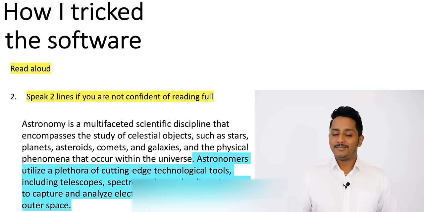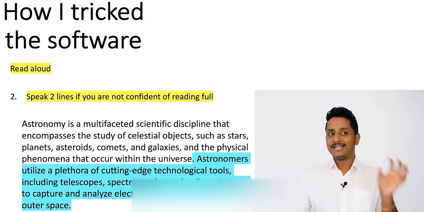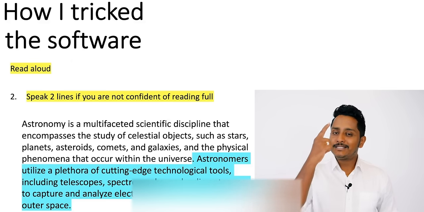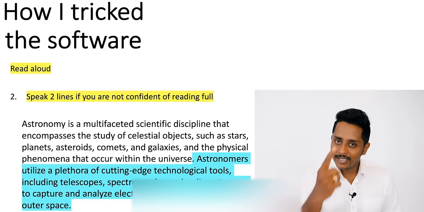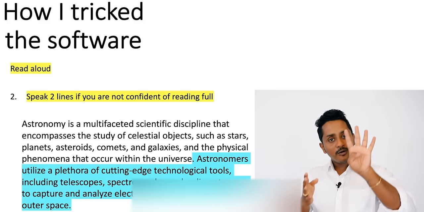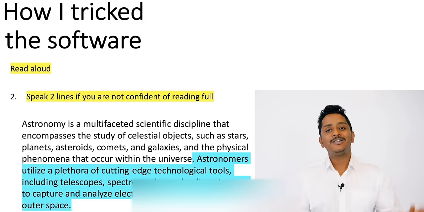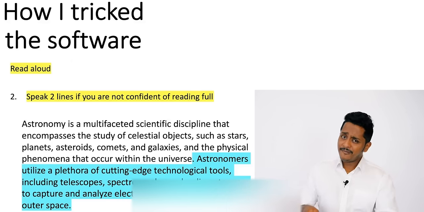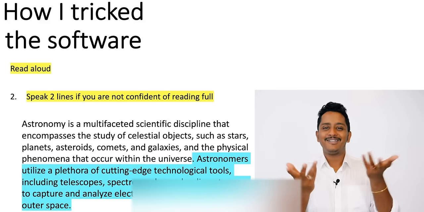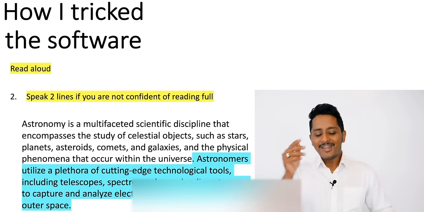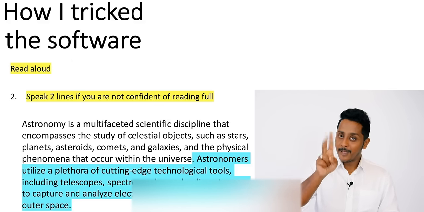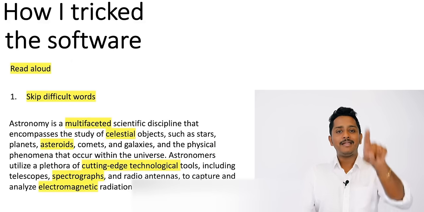So my idea is very simple. Combining the previous technique, skipping words, you can resort to reading 2 lines instead of 1. One line you read, let's say 10 words, out of which 4 words are difficult and you skip. 6 words you read, the software will not have enough data to give you marks, full gone case. So take my suggestion. If you can read perfectly, then read one line. But if you can read perfectly, then why would you want to read one line? Read full. If you say, "I have a problem in Read Aloud, I will not be able to speak perfectly," then read 2 lines, skipping the difficult words.